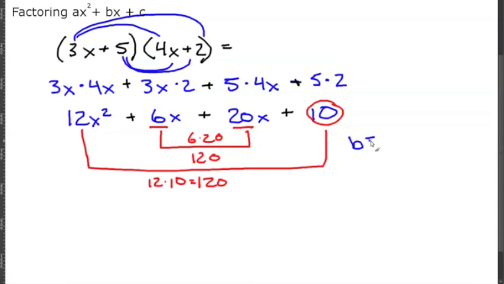Our b term is still m plus n, but our c term times a is equal to m times n. So as opposed to our previous video where c was equal to m times n, now c times a is equal to m times n. So remembering this form, let's take a look at an example.